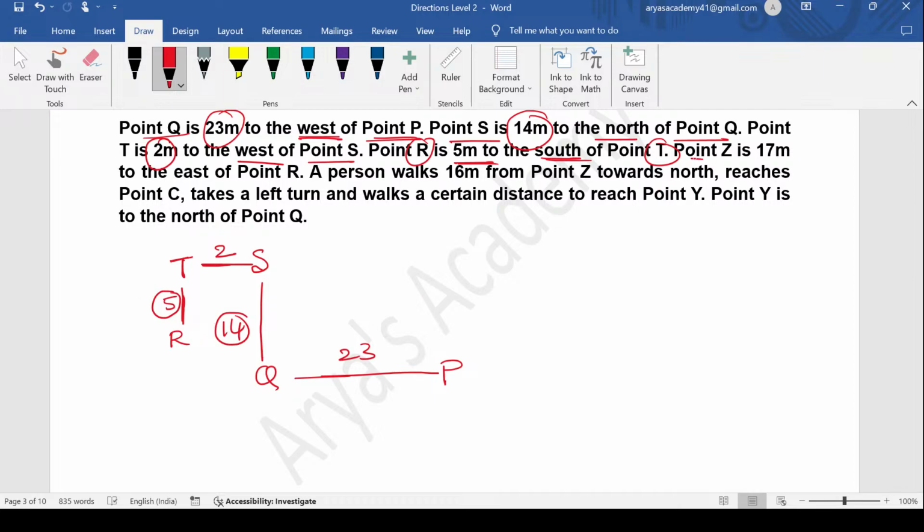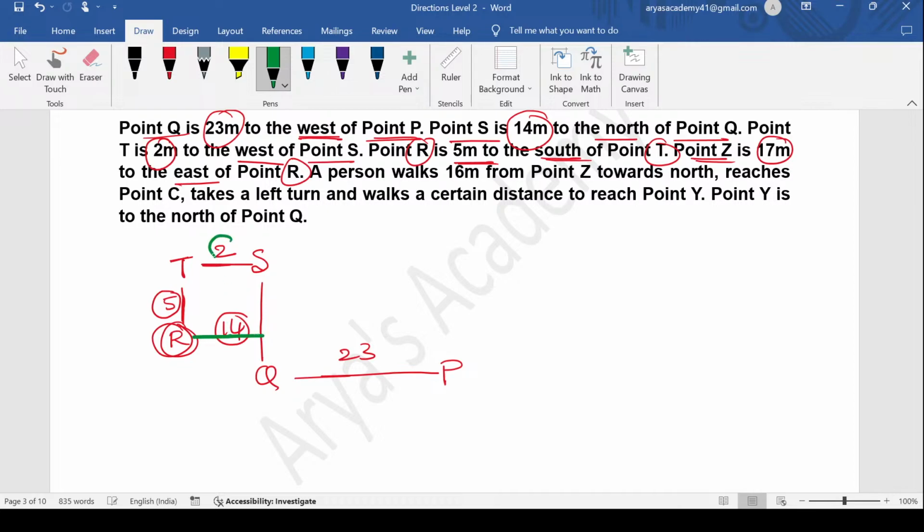Then point Z. Point Z is how much? 17 meters. Which direction? East. From which point? R. Where is R? R is here. I have to go how much? 17 meters, and from there we will get point Z. So here is point R. I'll change the color to make it clear for you. So I have to go east. From R, I have to go east, and that too for how much?